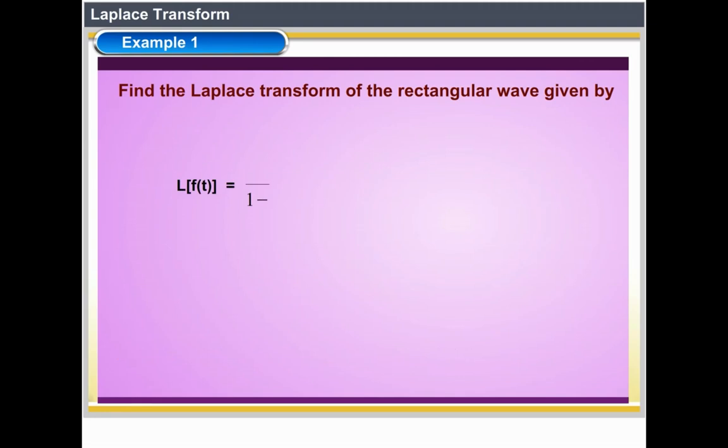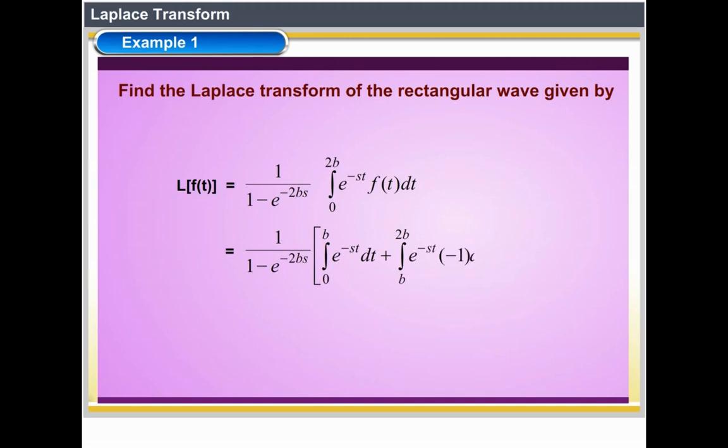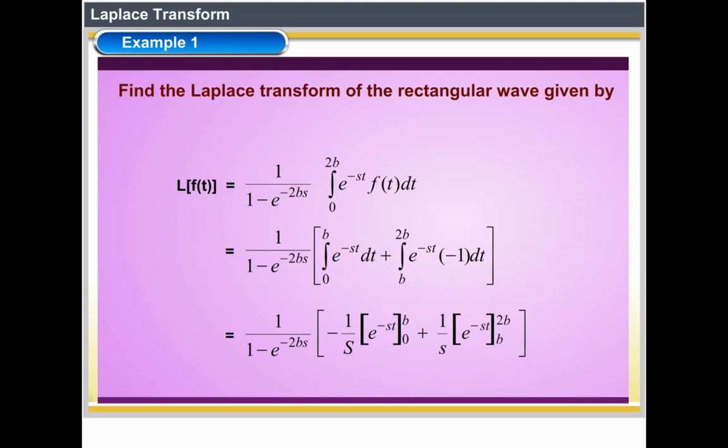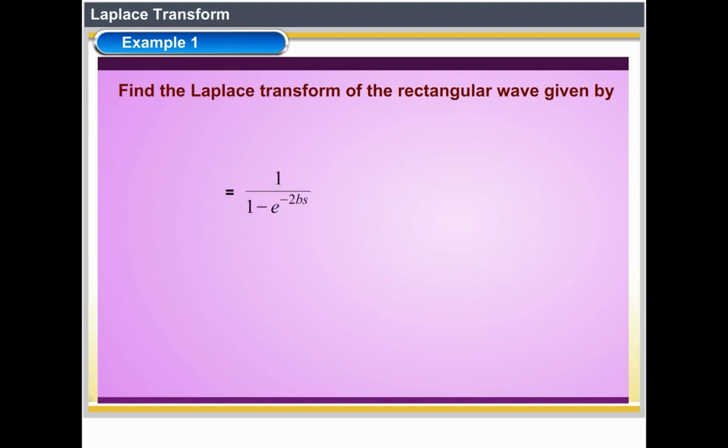L of f of t equal to 1 divided by (1 minus e power minus 2bs) integral 0 to 2b e power minus st into f of t into dt, equal to 1 divided by (1 minus e power minus 2bs) times [integral 0 to b e power minus st dt plus integral b to 2b e power minus st into minus 1 dt], equal to 1 divided by (1 minus e power minus 2bs) times [e power minus st divided by minus s with limits 0 to b, minus e power minus st divided by minus s with limits b to 2b], equal to 1 divided by (1 minus e power minus 2bs) times [minus 1 by s into e power minus st with limit 0 to b plus 1 by s into e power minus st with limit b to 2b].